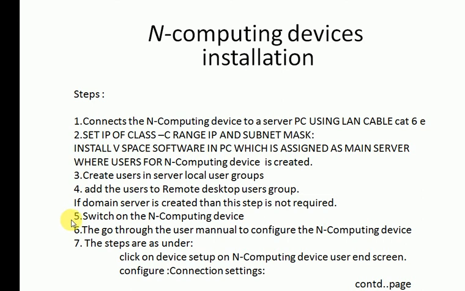Next, switch on the devices and the Ncomputing devices with individual LCDs, and then go through the user manual to configure the devices as per the device manual available. I will discuss a brief description of these steps where this L300 series is here. Configure: click on setup in the Ncomputing device screen, device setup and connection setting. Configure connection setting.